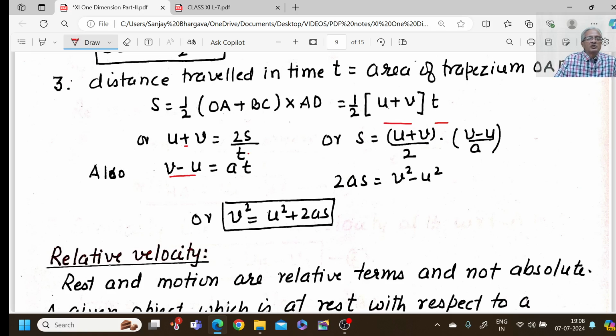Also v minus u is equal to at. Now multiply these two equations. What do we obtain? 2as is equal to v square minus u square. Rearranging, I get the equation v square is equal to u square plus 2as. Thus we can obtain the equations of motion either graphically or by the calculus method, according to our requirement.